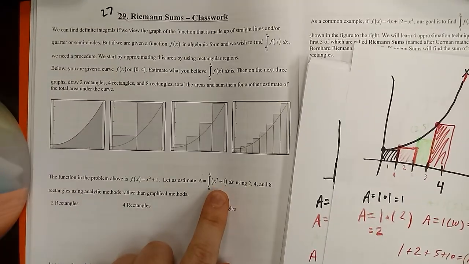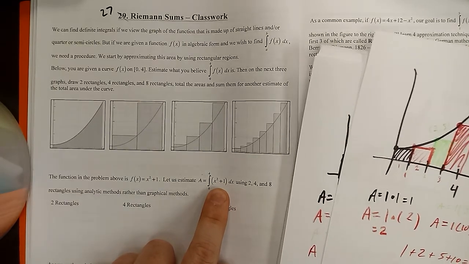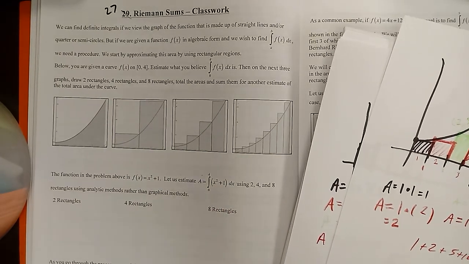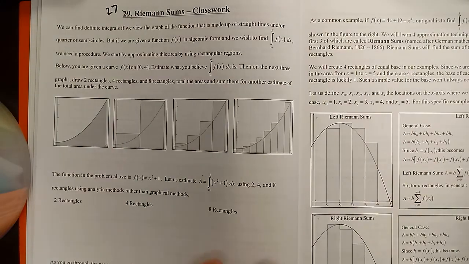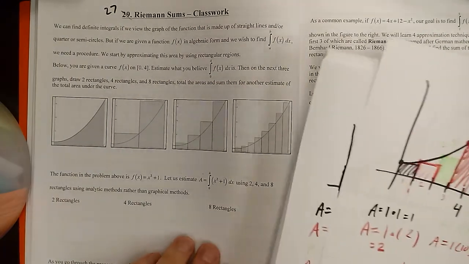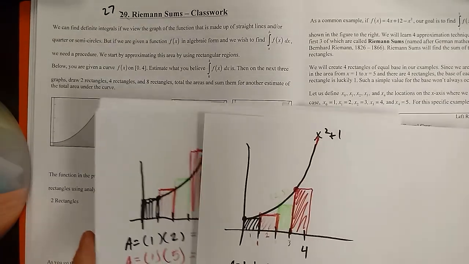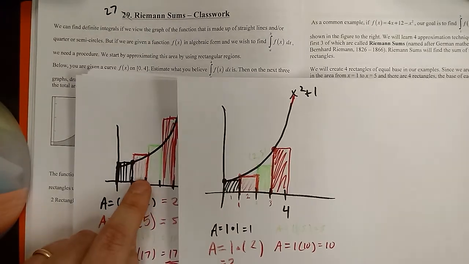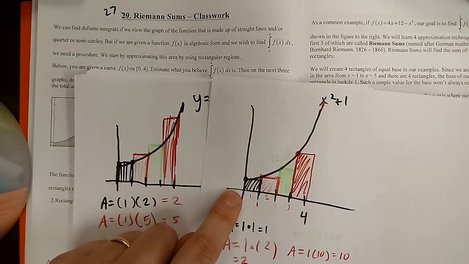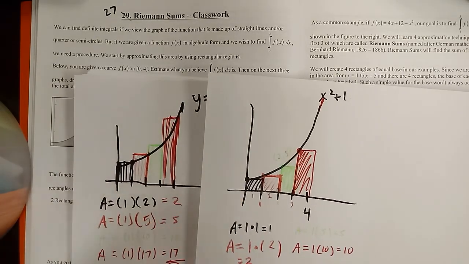Oh, would you look at that? We're using the same function. It's almost like I knew this was happening. All right, so I'm doing it slightly differently than he did. He's using 2 rectangles, then 4 rectangles, then 8 rectangles. So what I think is worth mentioning here is this is an overestimation in this case. This is an underestimation in this case. And we're going to come back to this more and more.